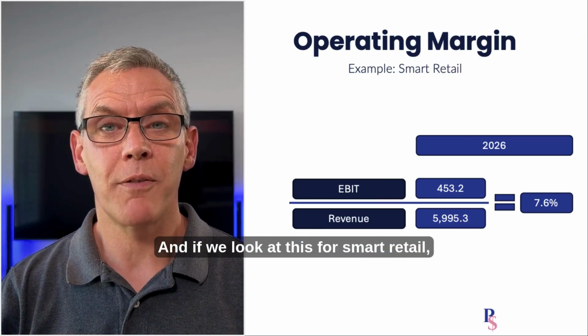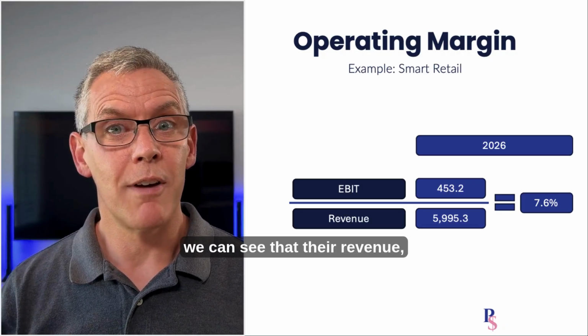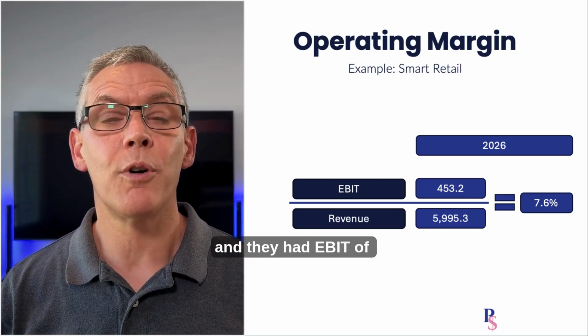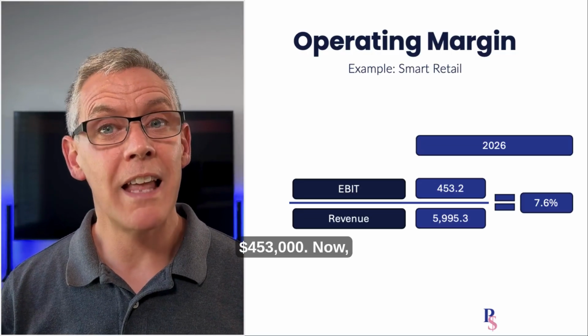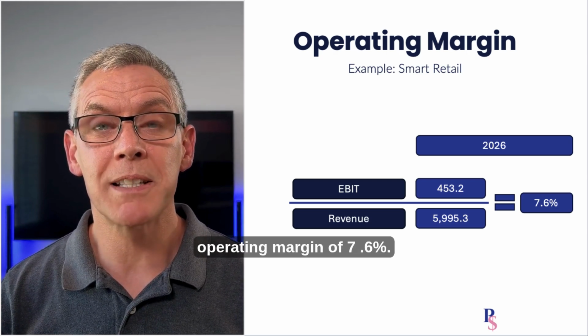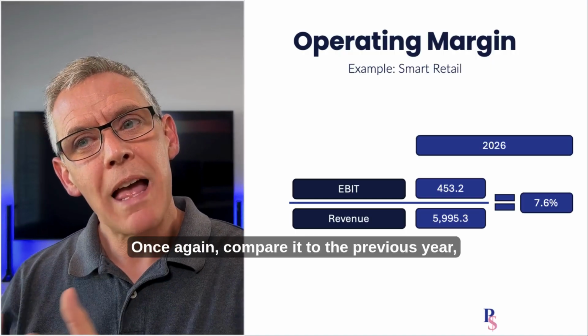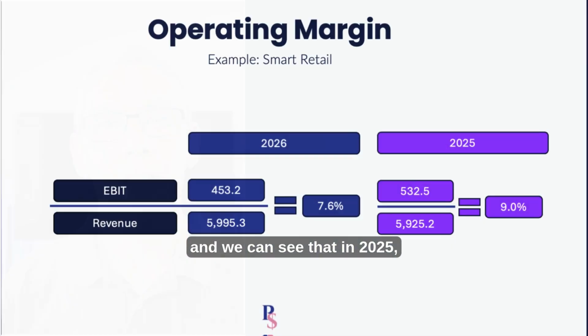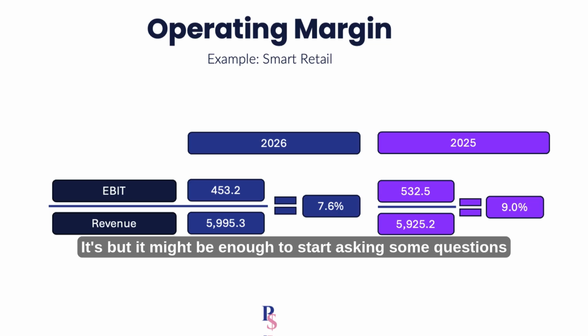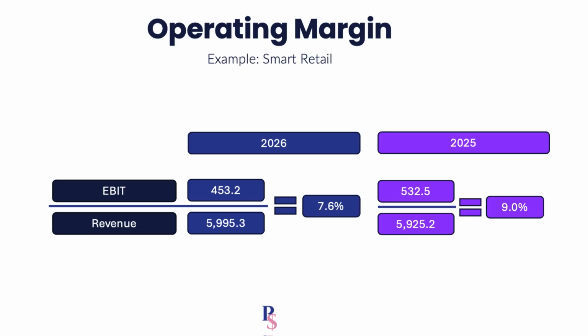And if we look at this for Smart Retail, we can see that their revenue, 5,995, just short of $6 million, and they had EBIT of 453,000. Now, that gave them an EBIT or operating margin of 7.6%. Once again, compare it to the previous year, and we can see that in 2025 it was 9%. So we're continuing to see a very slight decline. Again, it's not incredibly substantial, but it might be enough to start asking some questions around where we think this organization is headed, and is this something that we can try to address moving forward?